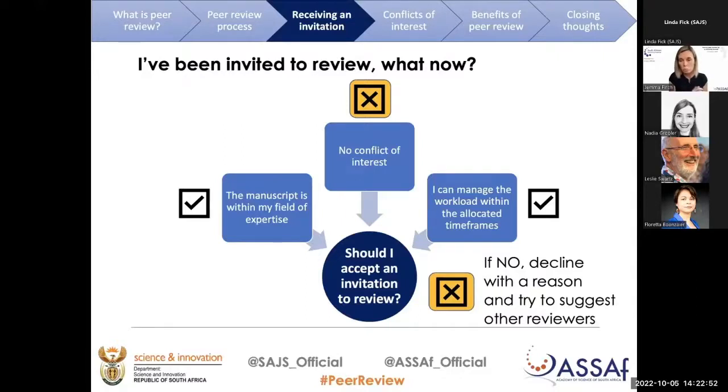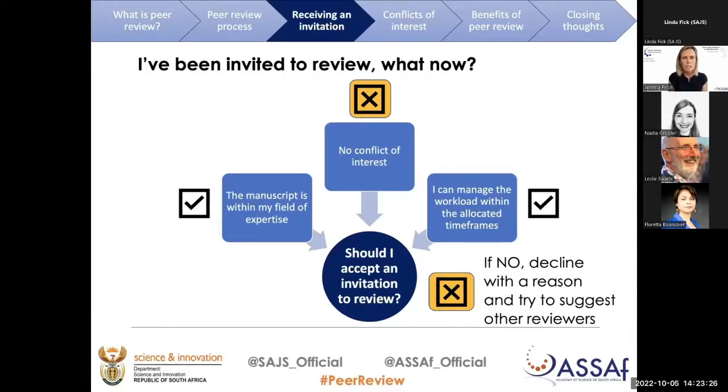I think it's useful to provide an editor with that context. It's helpful for them as well. And what's really helpful is if you can suggest alternative reviewers if you are aware of them. So it may be that the particular manuscript that has been sent to you as an invitation is not quite within your field, but you know of other scientists who have a good fit. You can suggest those scientists to the editor as potential reviewers.